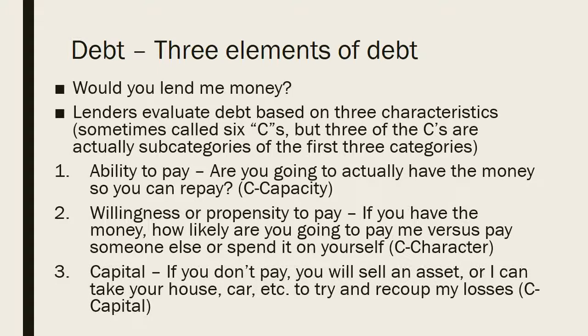And the third is capital. So if I don't have the money to pay you, do I have other assets that I could sell and then pay you? Or maybe there's certain collateral that says, if I don't pay you, then you get to take, say, my house or my car or something like that, so that you can try and recover your losses. And this C, unsurprisingly, is called capital.